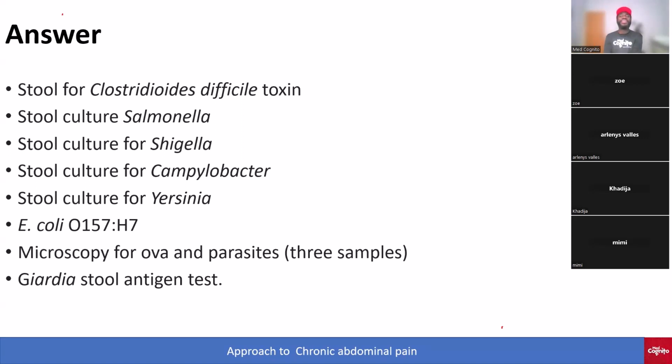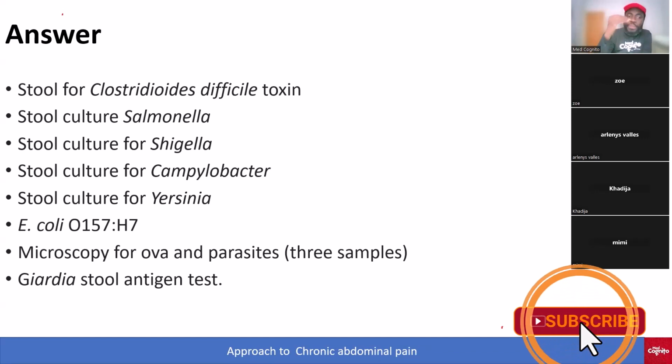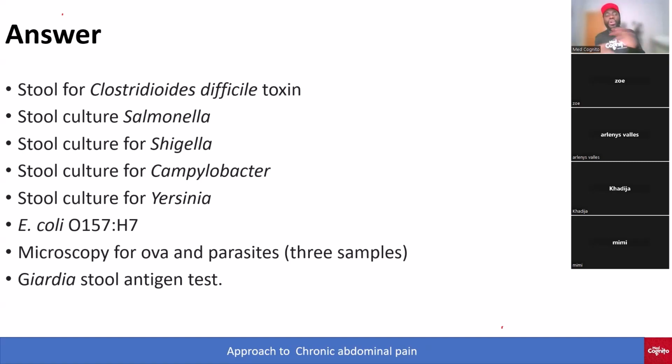And then with the stool itself, you also want to do microscopy for ova and parasites. And you also want to rule out Giardia lamblia infection or infestation. So, stool for Clostridium difficile, stool for Salmonella, Shigella, Campylobacter, Yersinia, E. coli 0157H7, right? Microscopy for ova and parasites, and Giardia lamblia. You want to rule all these ones out.